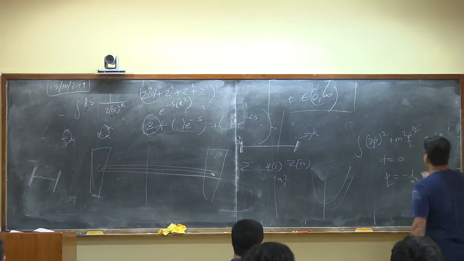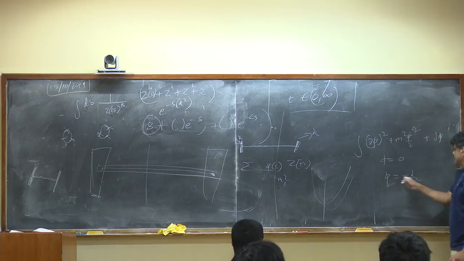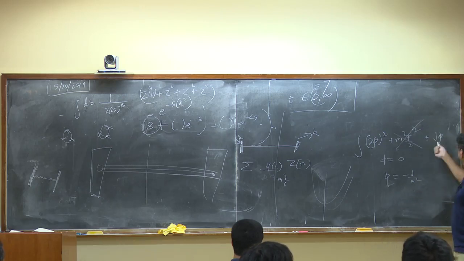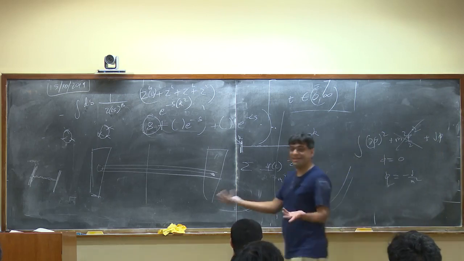But now suppose m was 0. This was not there. This is infinity if m is 0. Or if it was not there, just remove it. Now, what vacuum does this have? It has no translationally invariant vacuum.